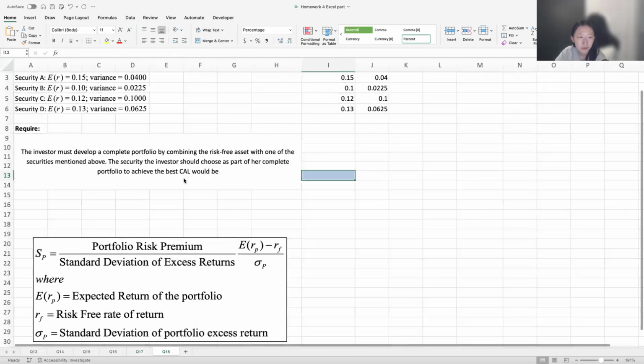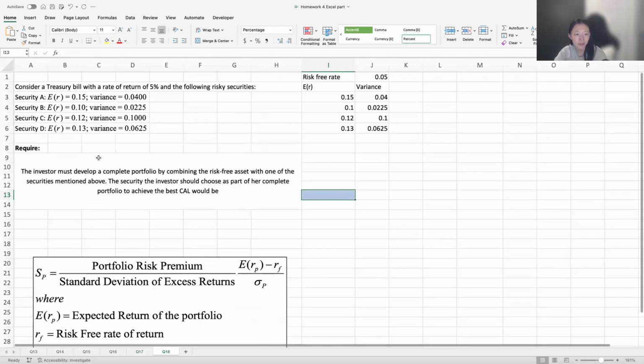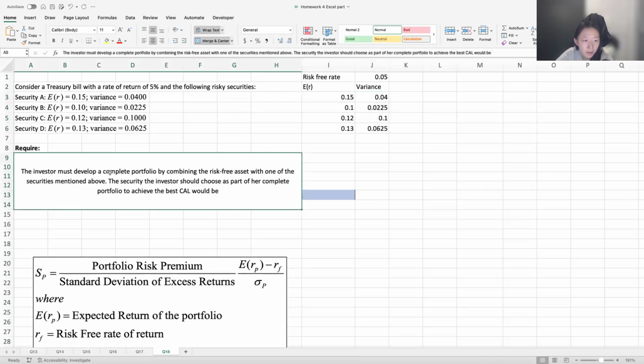Okay, finally, we have a question for comparing the performance of portfolios with the Sharpe ratio. Here we have 4 different securities, and the risk-free rate is 5%. The expected returns are shown here: 15%, 1%, 12%, 13%. And the variance is shown here as well. We want to develop a complete portfolio by combining the risk-free asset with one of the securities mentioned above: A, B, C, and D.